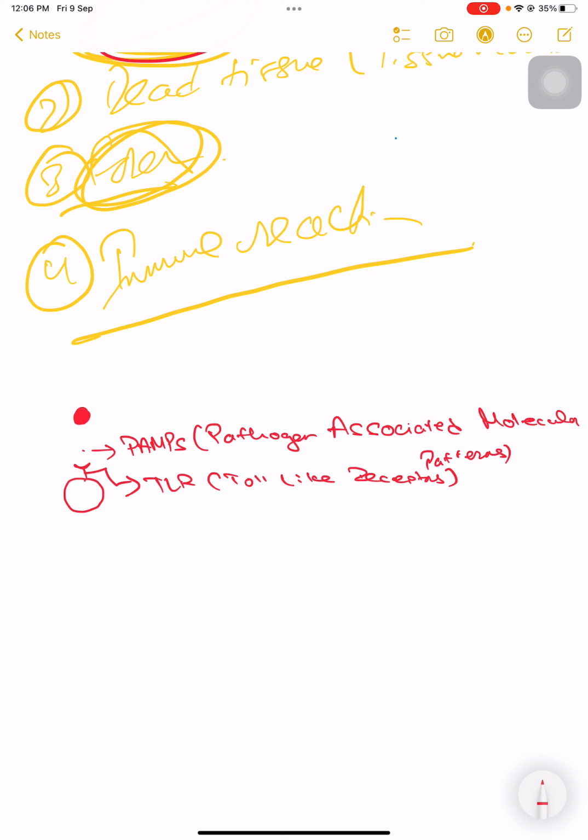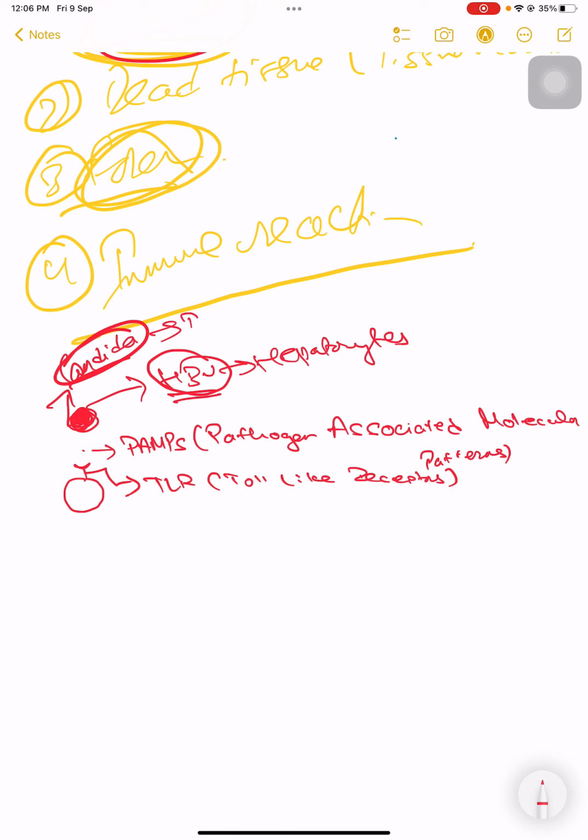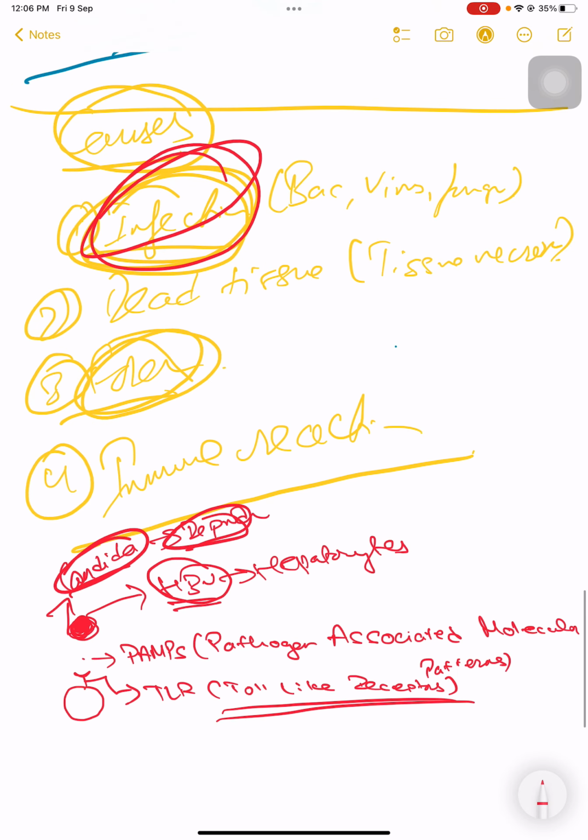Recognition can be by any particular cell. For example, if this is a hepatitis B virus, it will have affinity for hepatocytes. Or for example, Candida, which will infect your reproductive organs, so it will be more focused on the epithelial cells of the genitalia. So all the cells express these Toll-like receptors that detect the pathogen-associated molecular patterns. Okay. Next is the dead tissues.